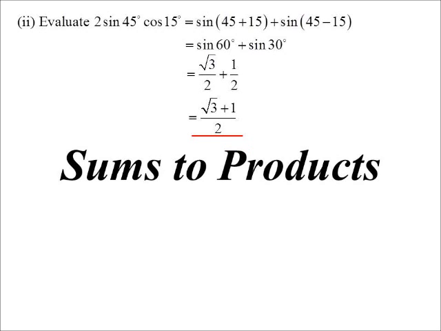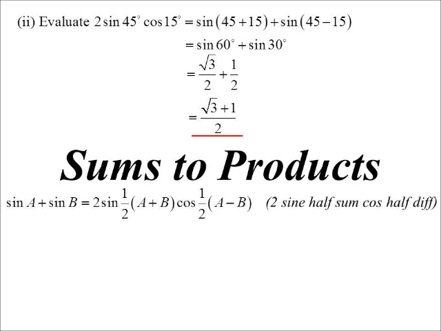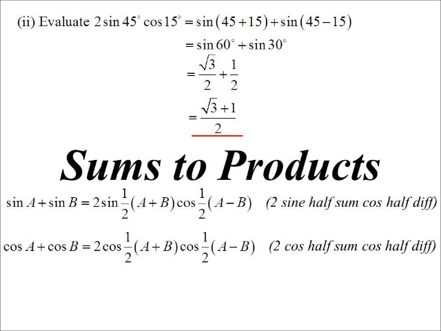Now going back the other way. So sums to products. If I have sine plus sine, it's 2 sine half sum cos half diff. Look at it closely. It's sine plus sine, so I start off going 2 sine, and I'm always going to go half sum, half diff. If it's cosine plus cosine, then it's 2 cos half sum cos half diff. So both of them end up with cos half diff. It's the first bit that's different.